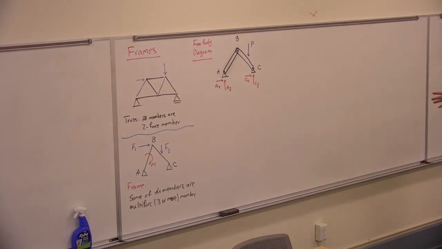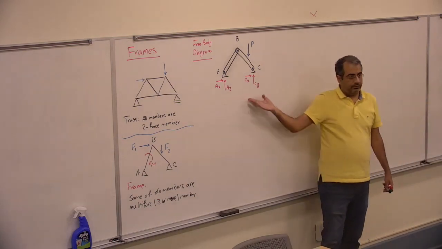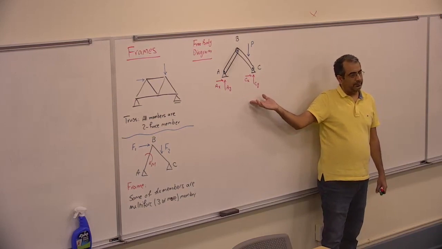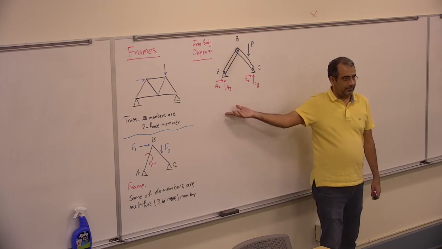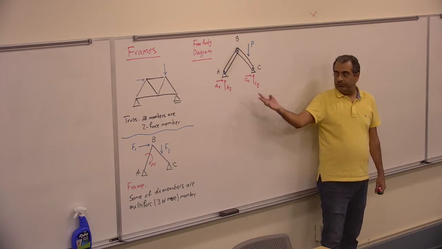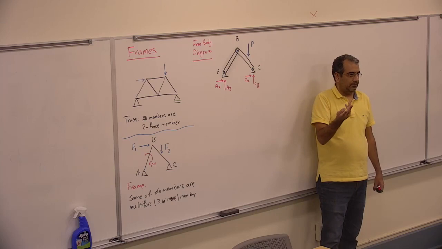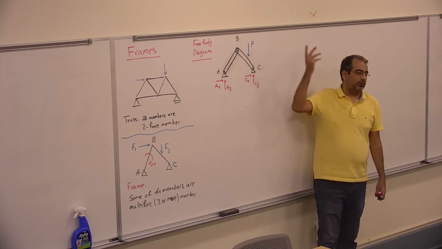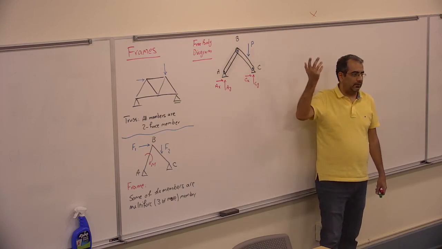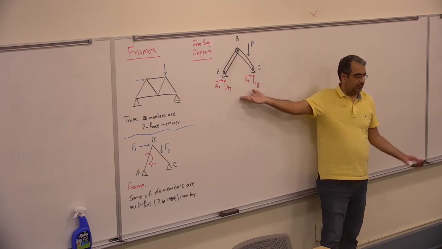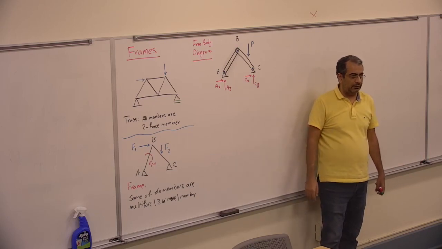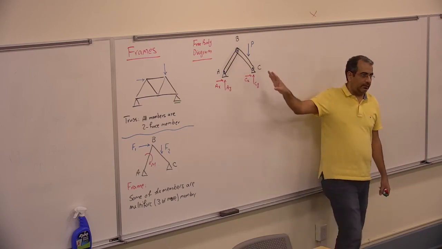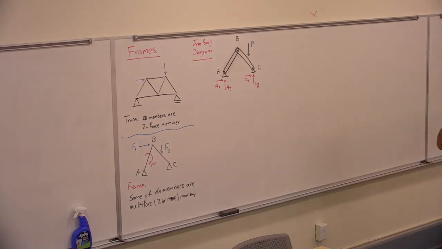So right away you can see, what was this condition? If I have more unknowns than I can solve, it's going to be indeterminate, right? But I have four unknowns. Assume I know, assume P is 1,000. Can I solve that? No, because I have four unknowns and only three equilibrium equations. So I cannot do anything with that, with whatever knowledge you have so far.